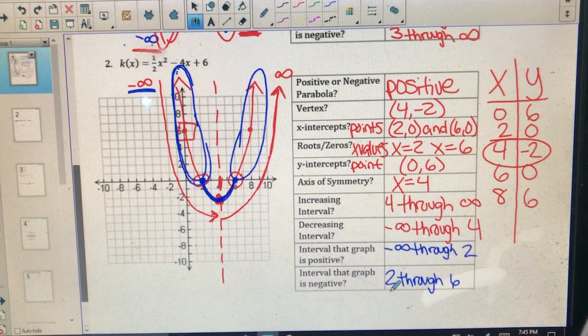Then from 2 to 6, it was negative, and then that means at 6, it started being positive again through, and if you notice, it never ever comes back down. So it's positive for the rest of the way, all the way to positive infinity.